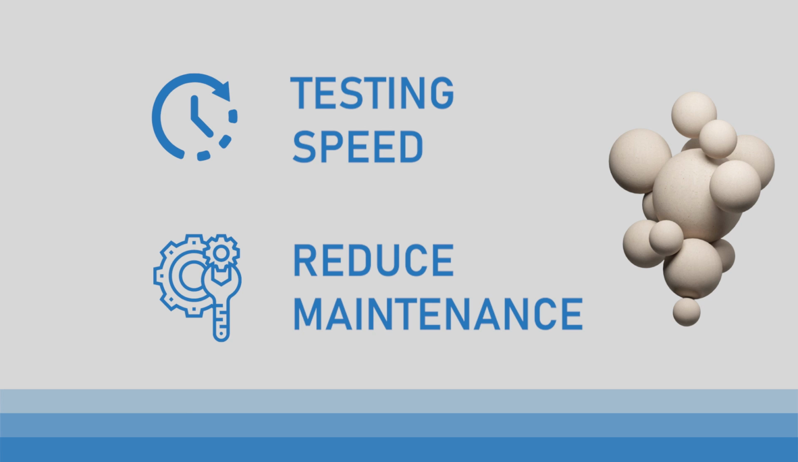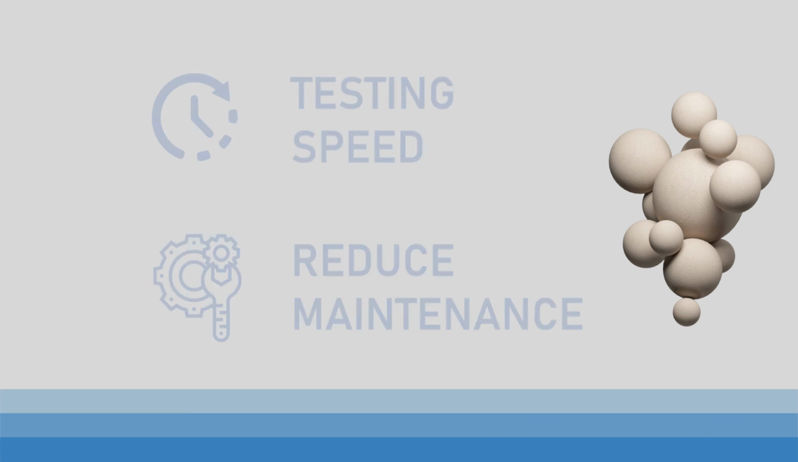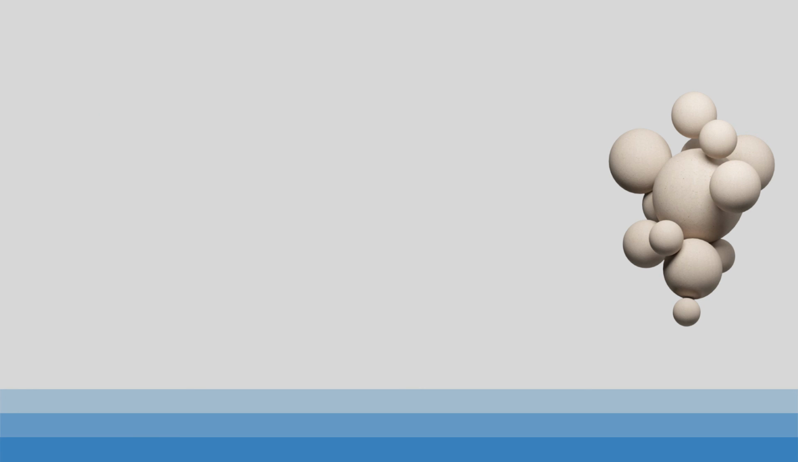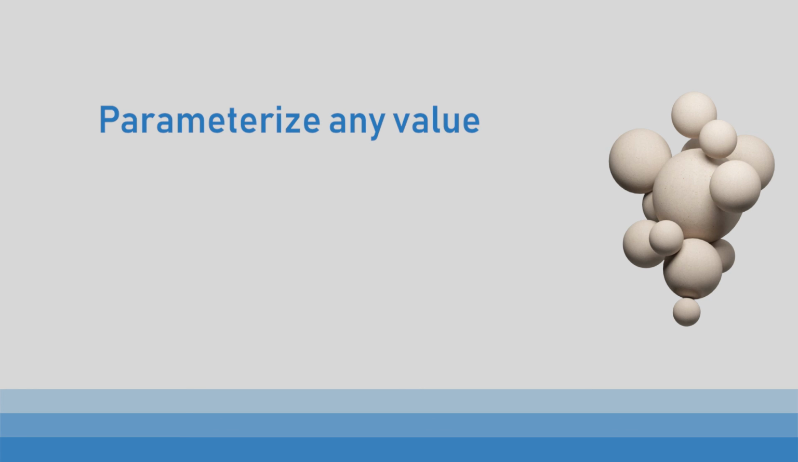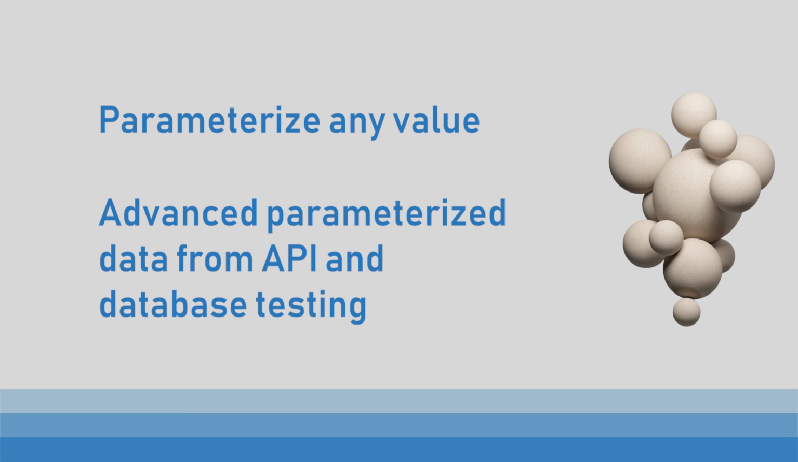In this video, we learned how Subject7's parameterization can be used to speed up your testing and ease test maintenance by being able to create a single test that uses many different datasets. It's worth noting that Subject7 allows you to parameterize nearly any value used in test cases. More advanced types of parameterized data may include the values used in API testing, database testing, and many others.